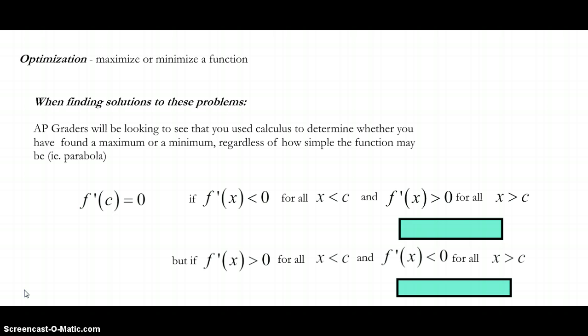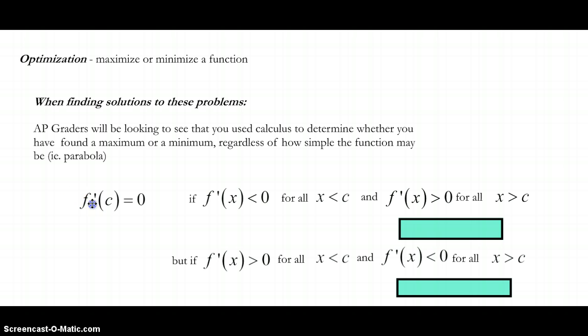There are lots of ways to rationalize or use logic to say, well, the point I found has to be a maximum or minimum, but I really want you to make sure you use calculus so that the AP graders have no reason to disbelieve you. Does that make sense? All right, so just a quick review.